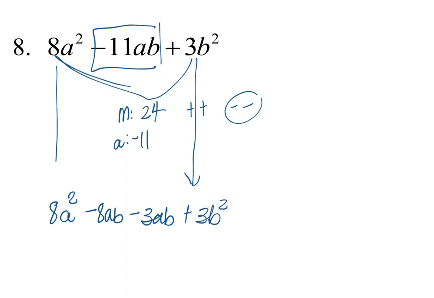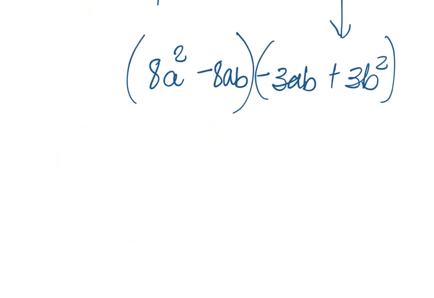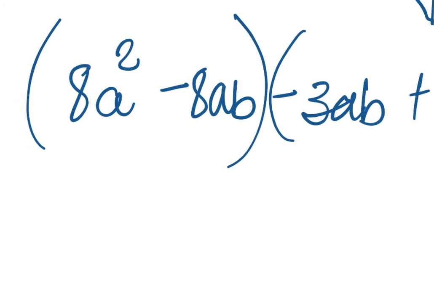And we're going to do our same factoring by grouping. We're going to group the front and the back. So let's see what happens. In the front binomial, there's an 8 and an a in common. And if you factor that out, you're left with a minus b.